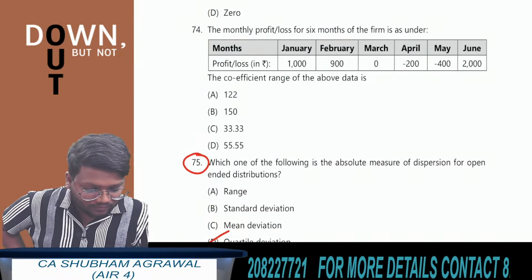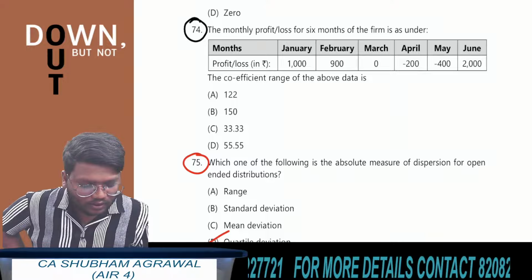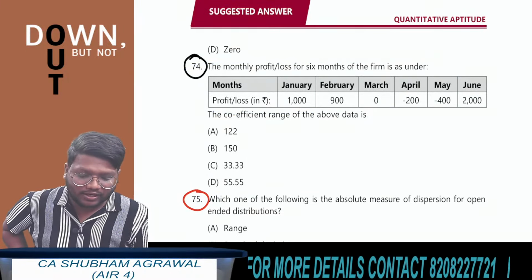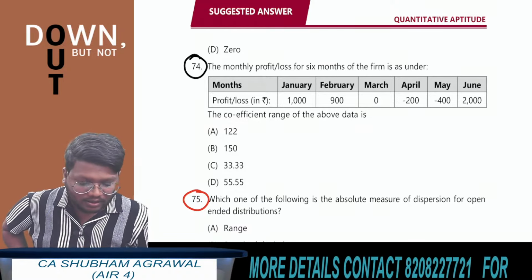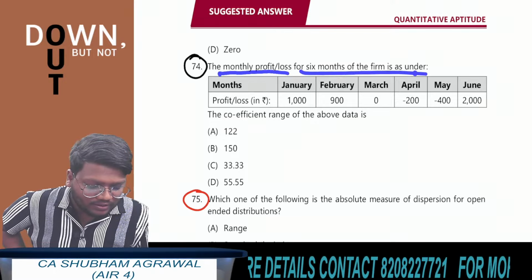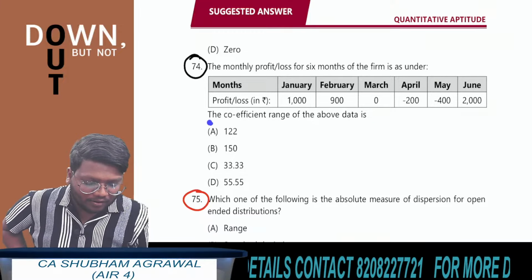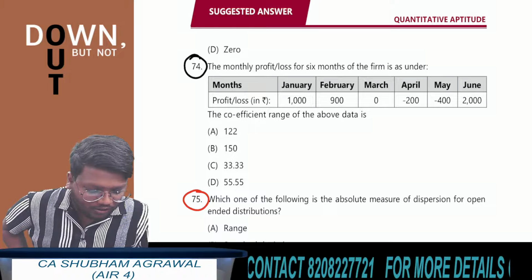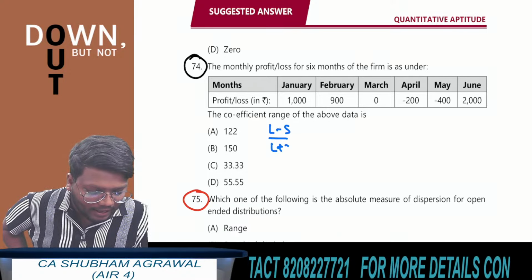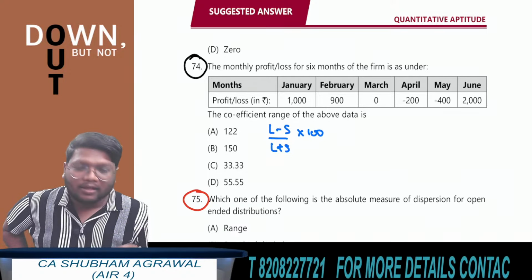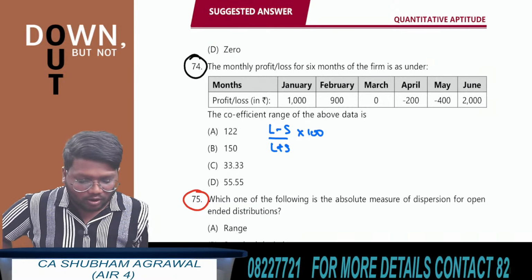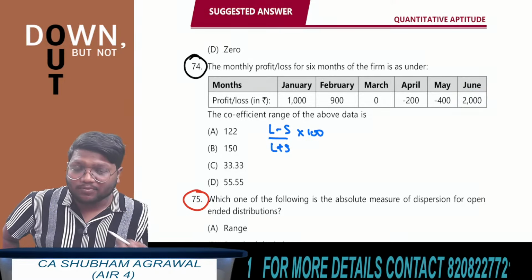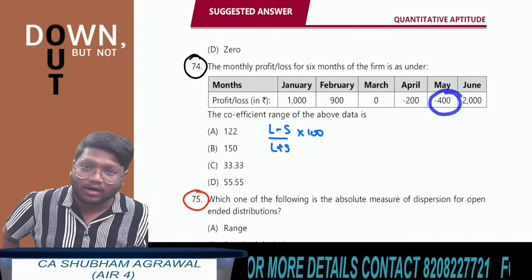Question number 74. I think this question is also there in set B. In the dispersion unit, this exact same question is there in set B. The monthly profit or loss for 6 months of the firm is as given. You have to find the coefficient of range of the above data. What is the formula of coefficient of range? (L minus S) upon (L plus S) multiplied by 100. L is the largest value and S is the smallest value. What is the largest value here? Largest value is 2000. What is the smallest value? Smallest value is minus 400.